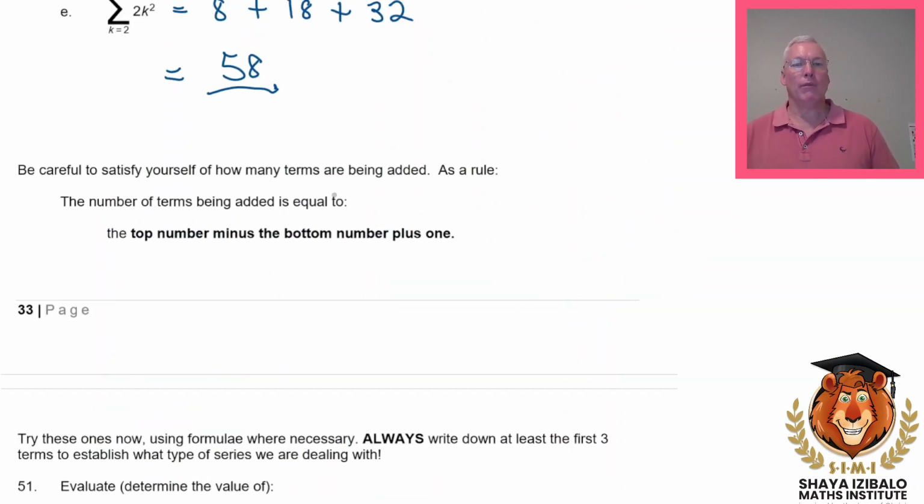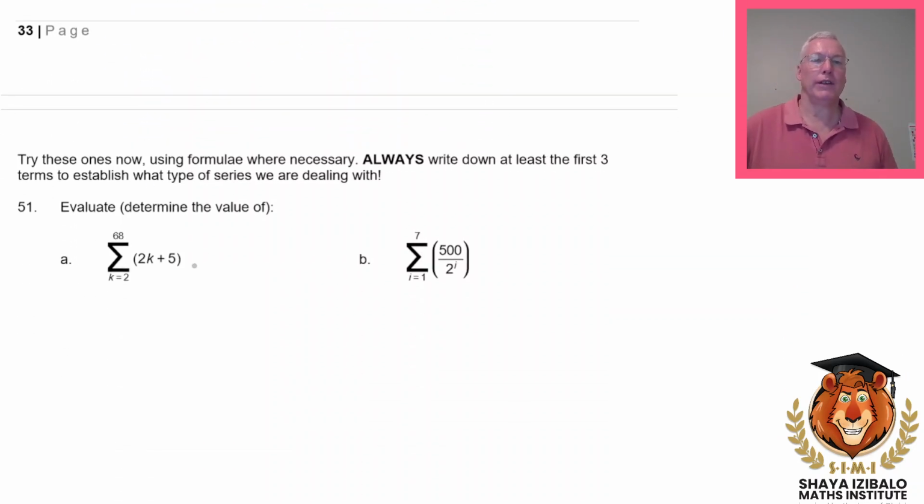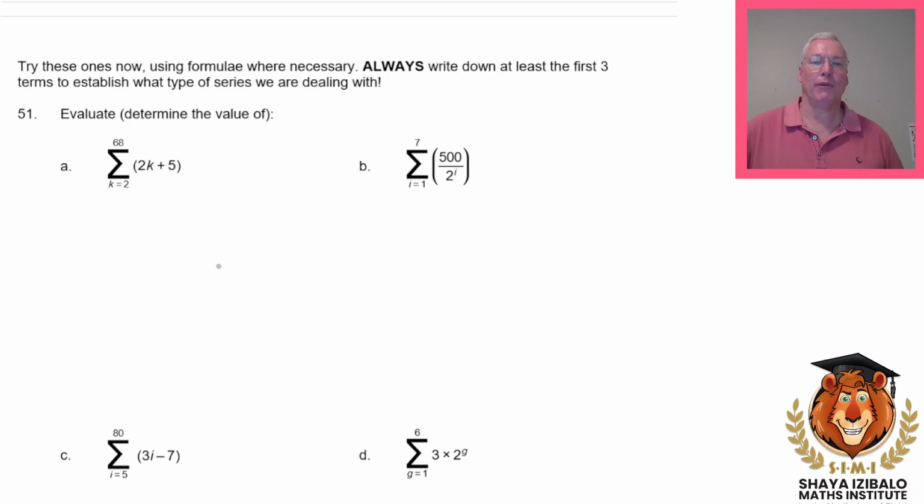The number of terms is going to be the number on the top minus the bottom number plus 1. Okay, have a look. 4 minus 2, 2 plus 1 is 3. 1, 2, 3. Right. Now, we're going to ask you to do these. We're not going to ask you to write them out in full.